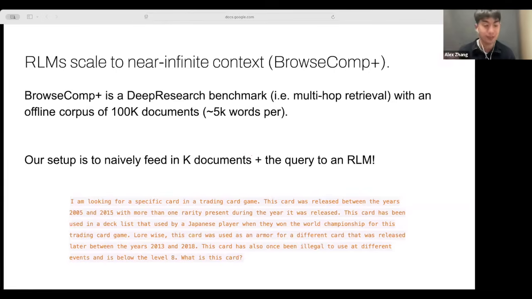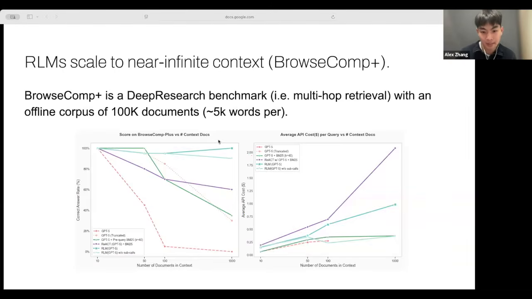So the idea that we wanted to see was, if you scale the number of documents that you feed in context, and you also do the same thing for a retriever. We actually just use the same setup that they used in Browse Comp Plus for the retriever to give a fair comparison here. But yeah, the idea is RLMs scale very well.